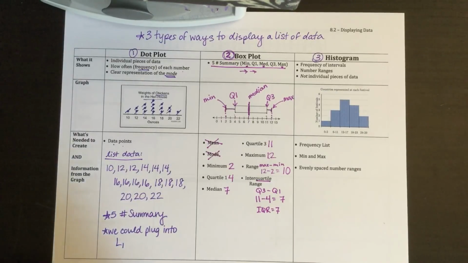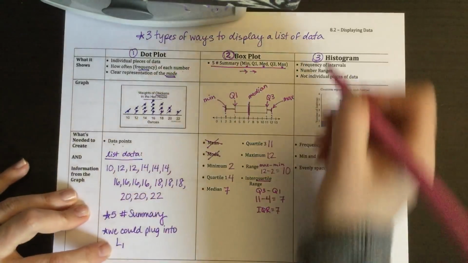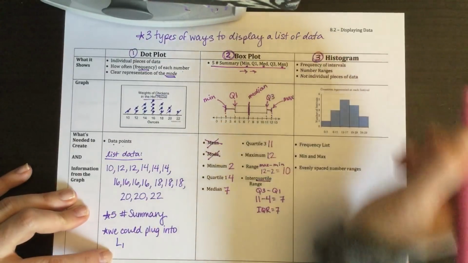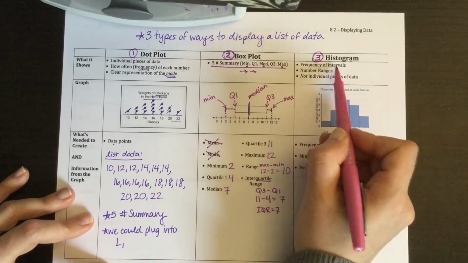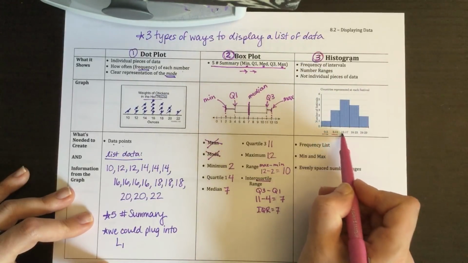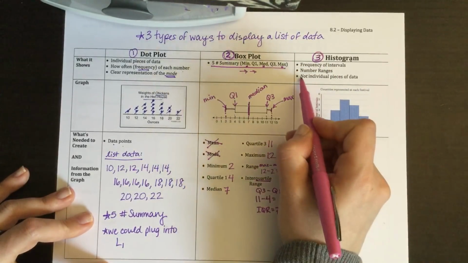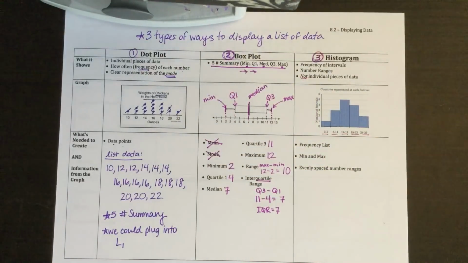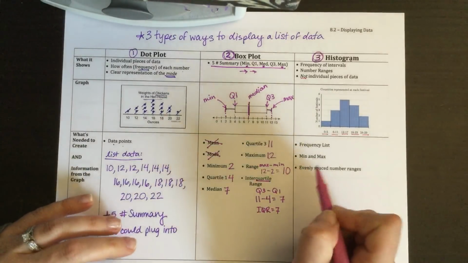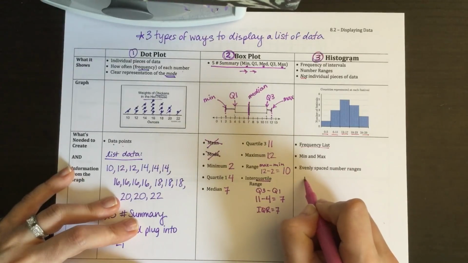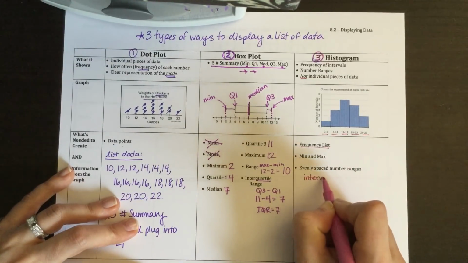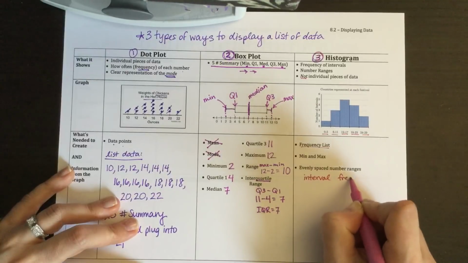All right, our next display of data is called a histogram, okay? And a histogram shows us the frequency of our intervals. So it's listed as intervals, which means we do not see individual pieces of data, okay? What this does give us, though, is it's going to tell us our frequency list, okay? So I'm going to make a little table, our interval and our frequency.